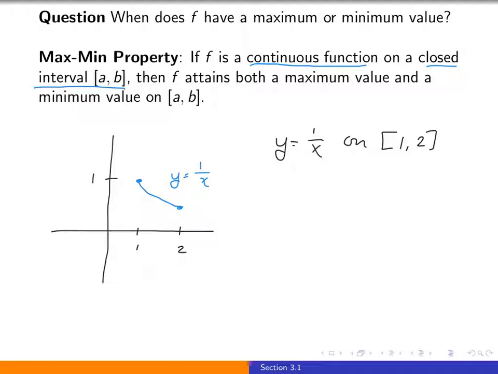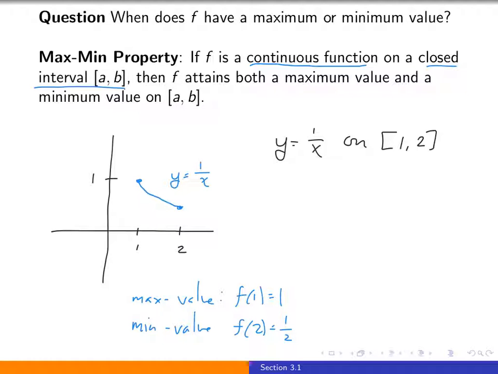And we see that in this case we do have an absolute maximum value. We would say that the max value occurs at 1. So the max value would be f of 1 equals 1. And we have a minimum value, a smallest output on this interval. It occurs at 2. So f of 2 equals 1/2.